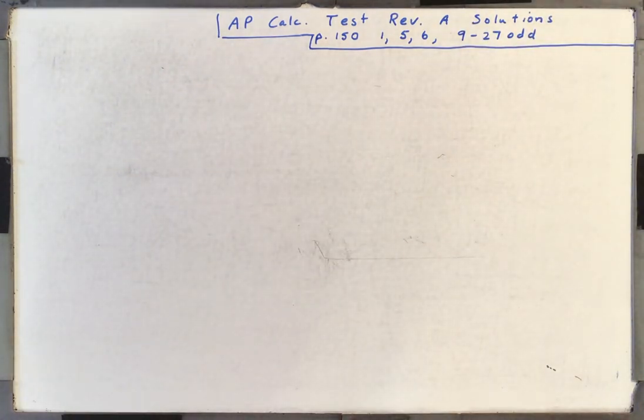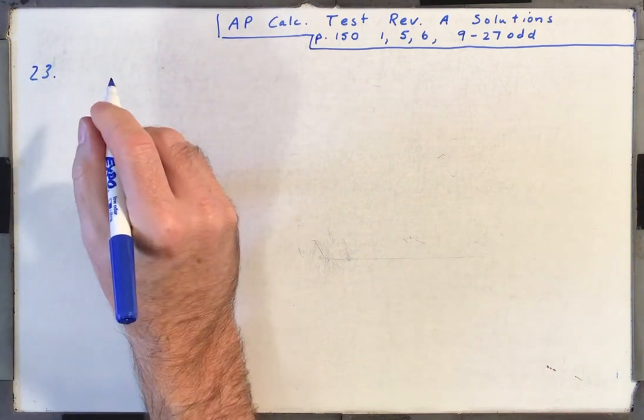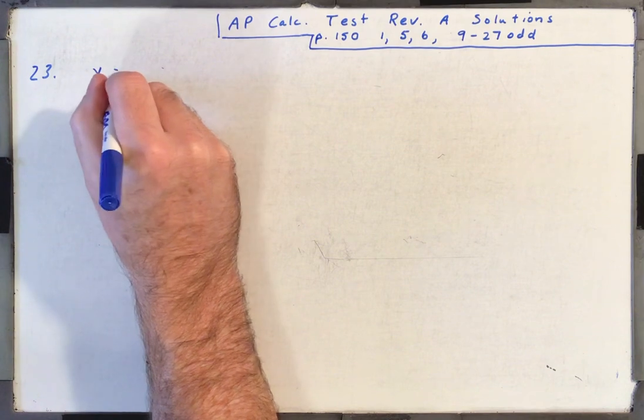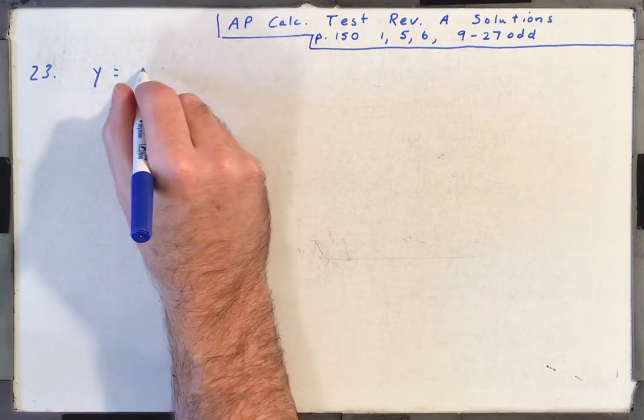Okay, we've only got 3 more to go. 23. So 23, we're getting into the trig, so we're probably going to be using chain rule. 3 cosine 3x plus 1.